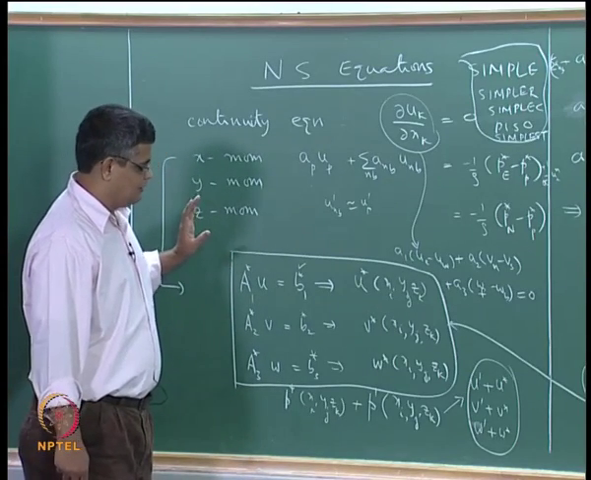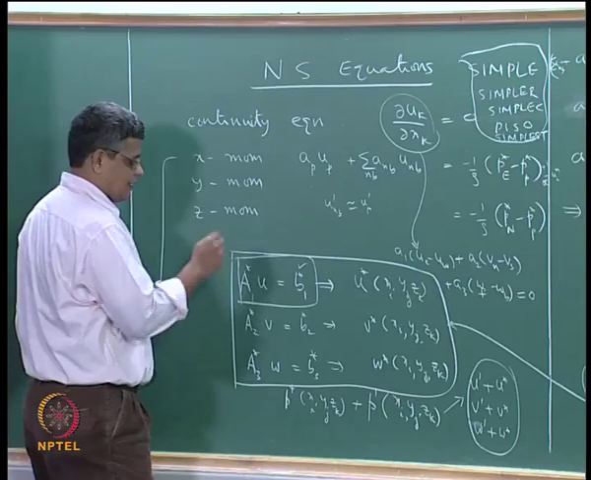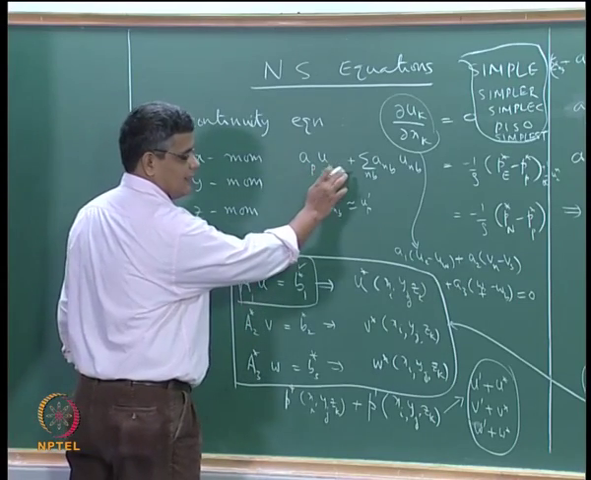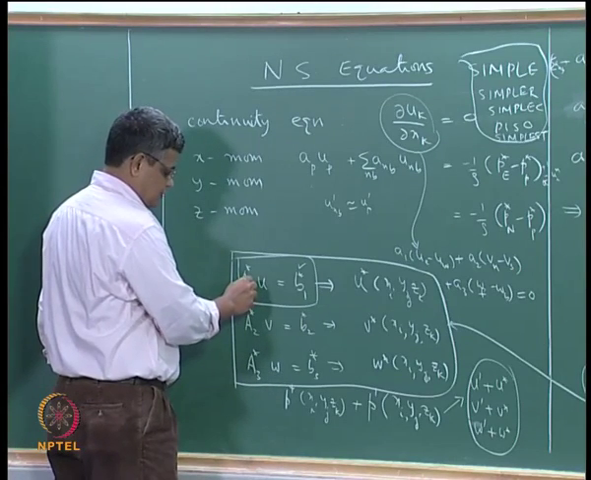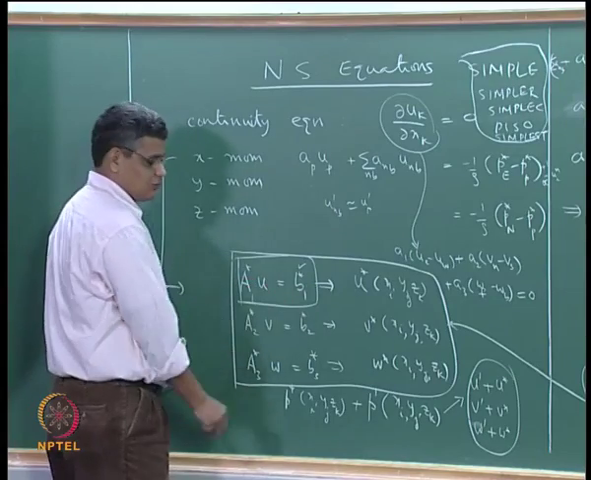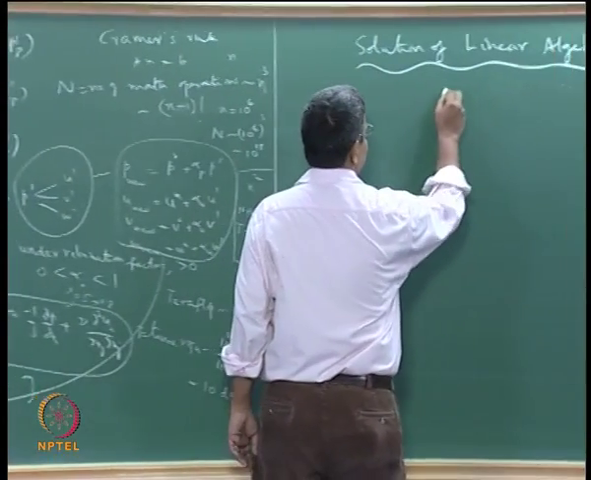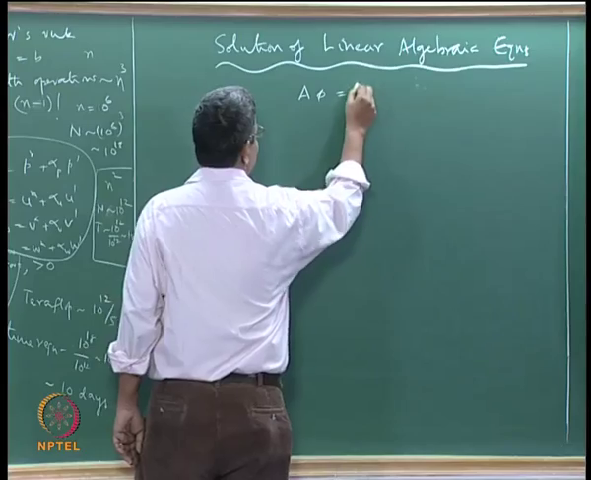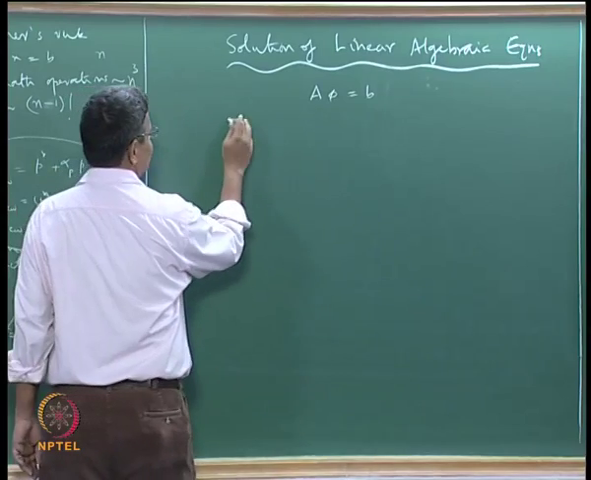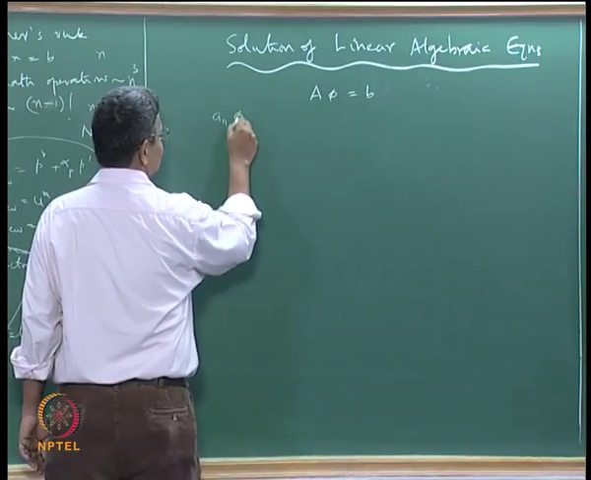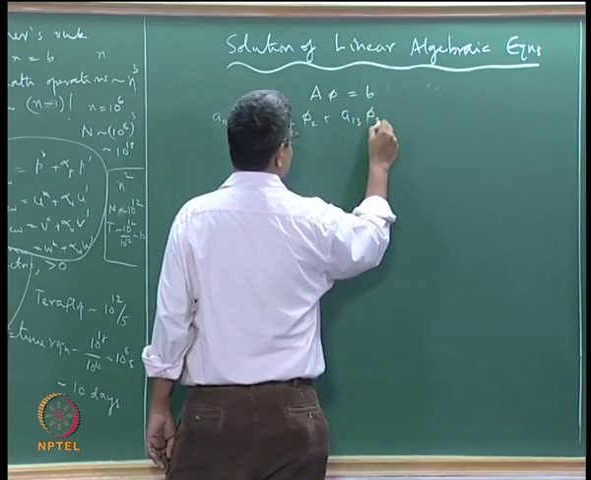But when we come to the solution of this, we are looking at a linearized momentum equation. Therefore all the elements of a1 and b1 are known, and we have a linear equation. So we can write it in the general term as A phi equal to b, where phi is a set of unknowns, and it can be, for example, a11 phi 1 plus a12 phi 2 plus a13 phi 3 equal to b1.